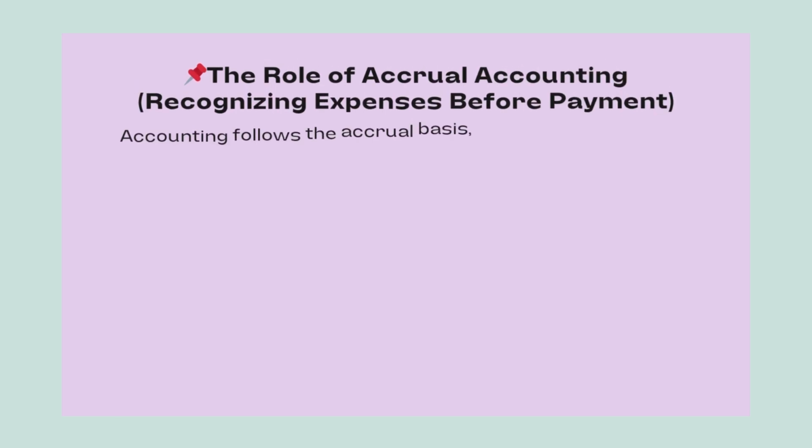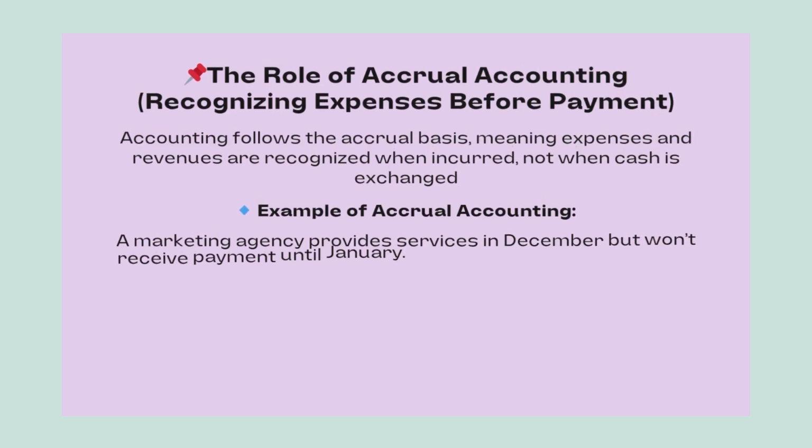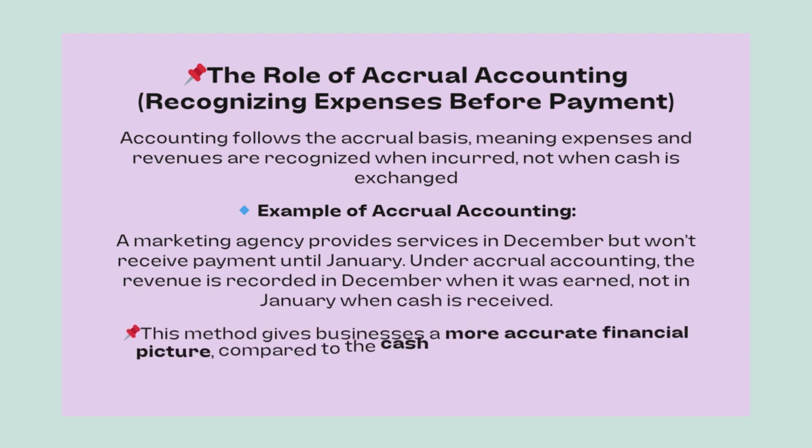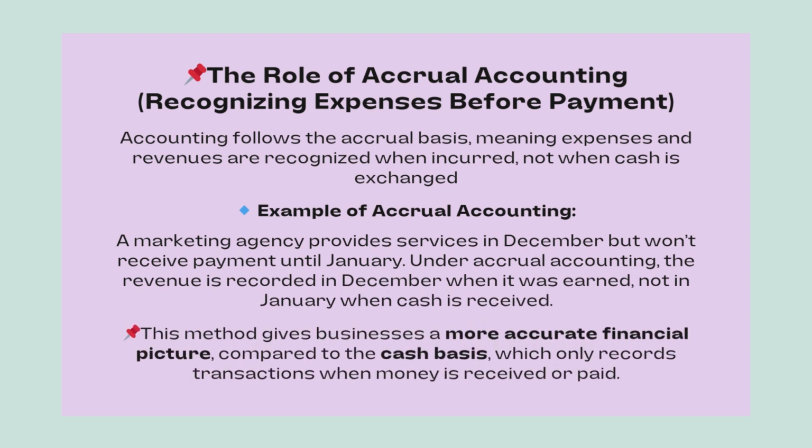The role of accrual accounting, recognizing expenses before payment. Accounting follows the accrual basis, meaning expenses and revenues are recognized when incurred, not when cash is exchanged. Example of accrual accounting. A marketing agency provides services in December but won't receive payment until January. Under accrual accounting, the revenue is recorded in December when it was earned, not in January when cash is received. This method gives businesses a more accurate financial picture compared to the cash basis, which only records transactions when money is received or paid.